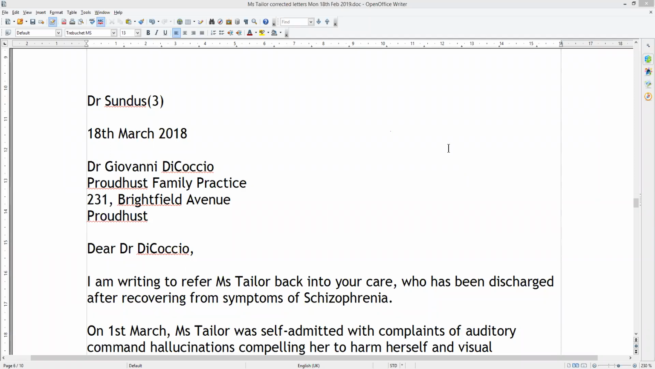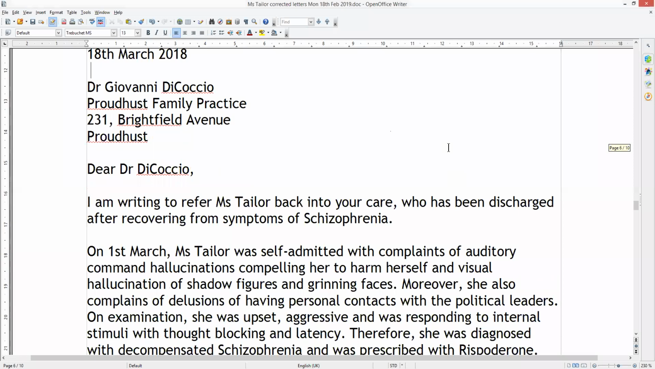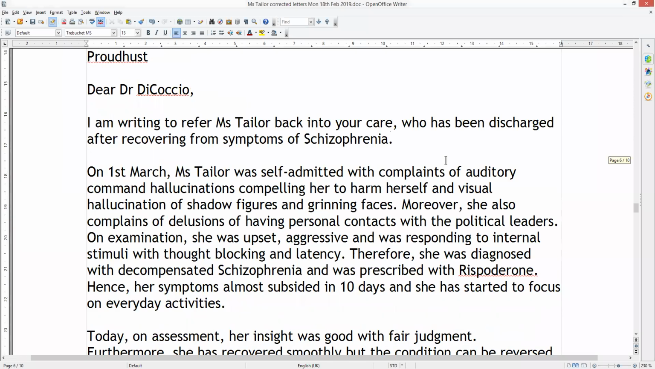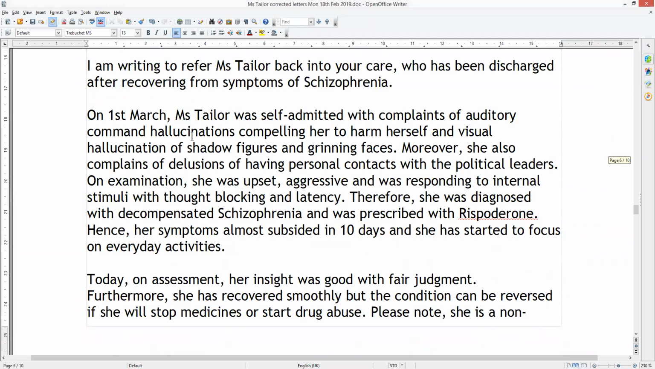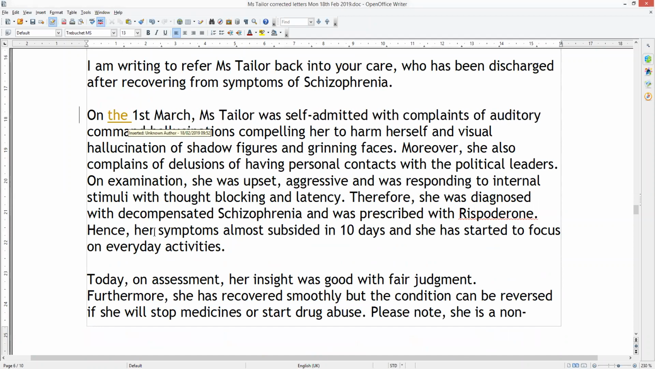So, writing to refer Mr. Taylor back into your care, been discharged with symptoms of schizophrenia on the 1st of March. Mr. Taylor suffered medical complaints of audio, visual, political leaders. Well, you don't need an article there. Aggressive, responding to internal stimuli, activities. Nothing about Coke.